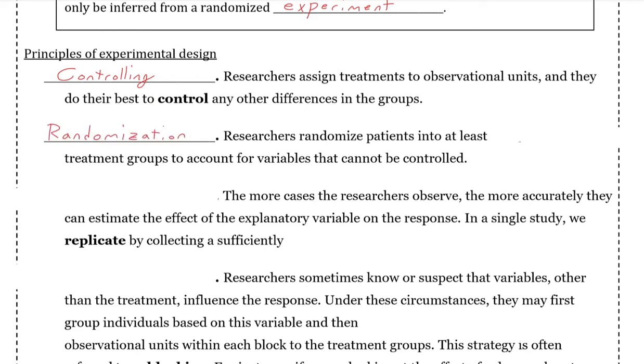The second principle is that we will have randomization. This means that researchers randomize patients into at least two treatment groups to account for variables that cannot be controlled. Now, remember that I've said that we will be able to control some variables to some degree, but we still have a possibility of lurking or confounding variables. This is why we will set up both what is called a treatment group and a control group, and we want to randomize which individuals go into each of those groups.